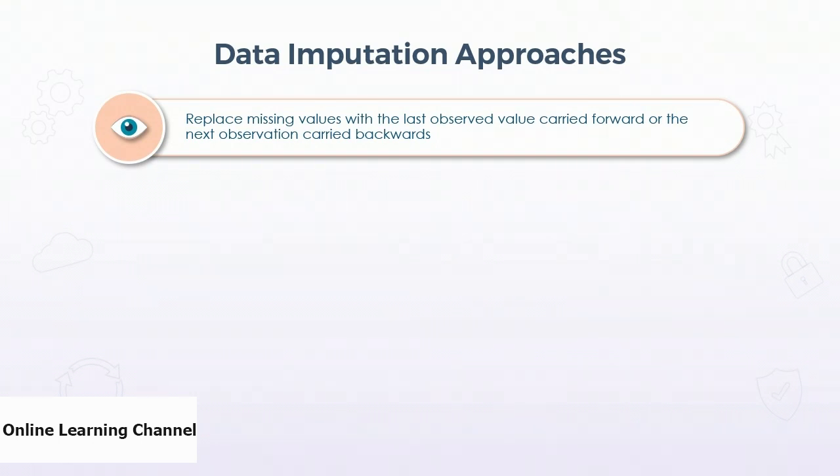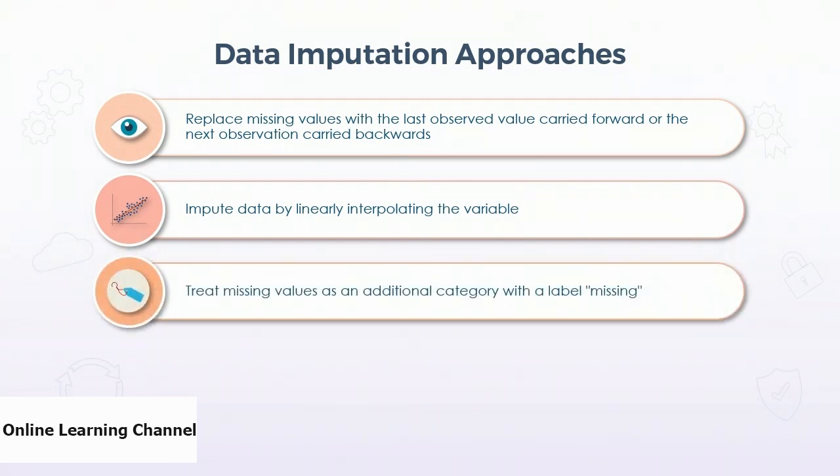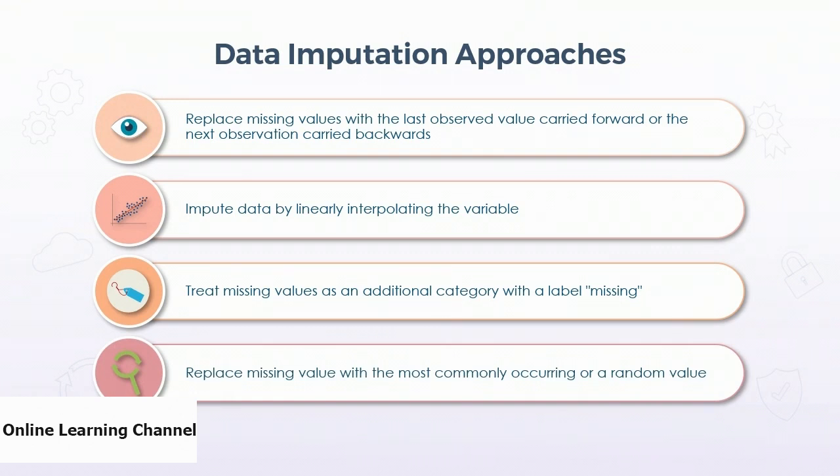This technique is commonly applied to time series data. Another simple mathematical technique to impute missing data is to linearly interpolate the variable and calculate the missing values accordingly. A very widely used method is to treat the missing values as an additional category or label of the variable. For example, replacing missing values by a label missing. Other ways to impute missing data include replacing missing values by the most commonly occurring value in a variable or by replacing missing values by a random arbitrarily chosen value.